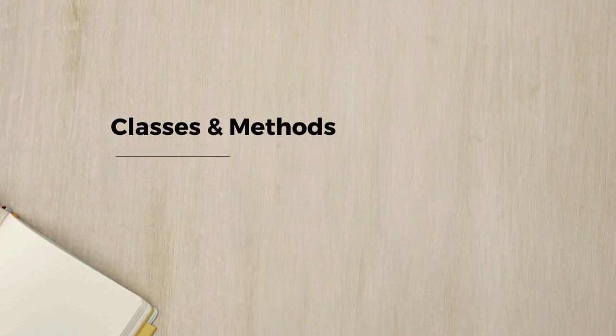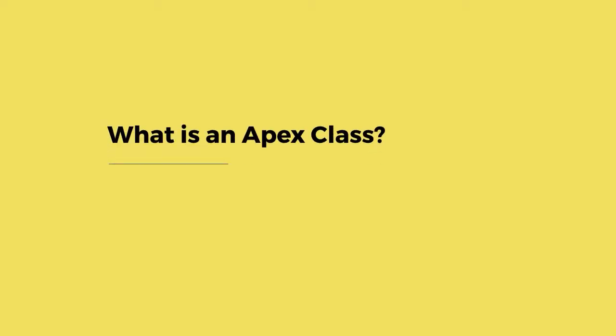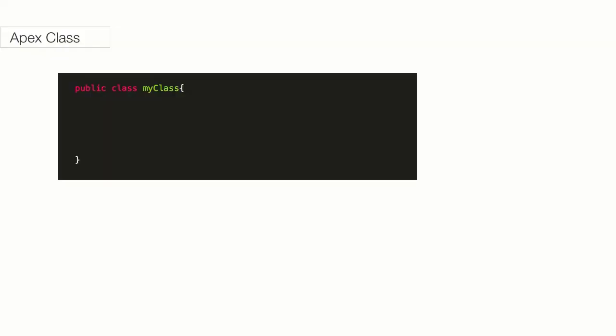Welcome back. In this lecture, we'll talk about Apex classes and methods. A class is a template or blueprint from which objects are created. The basic structure of an Apex class looks like this. It can contain variables, for example, integers, Boolean values, strings, etc.